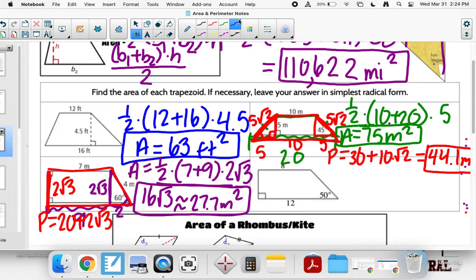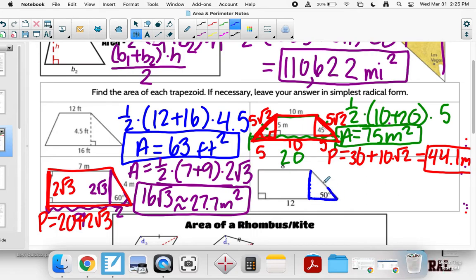Okay, in my last trapezoid, what of my 3 things do I have? 2 bases. I have 2 bases, so I don't have my height. So we need to find this height. We have this little triangle.